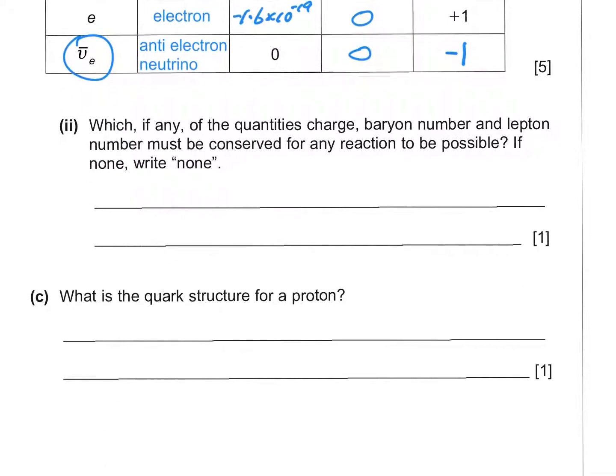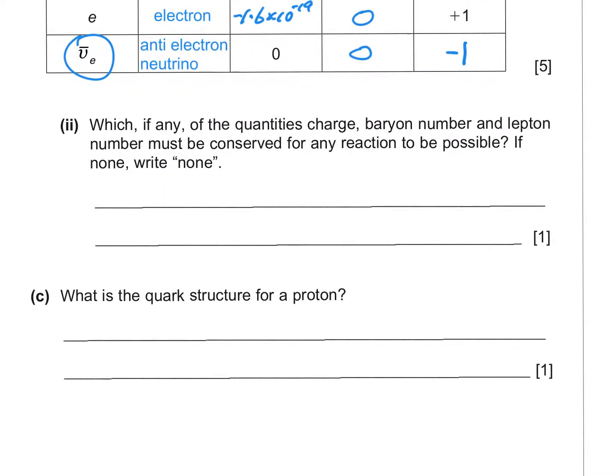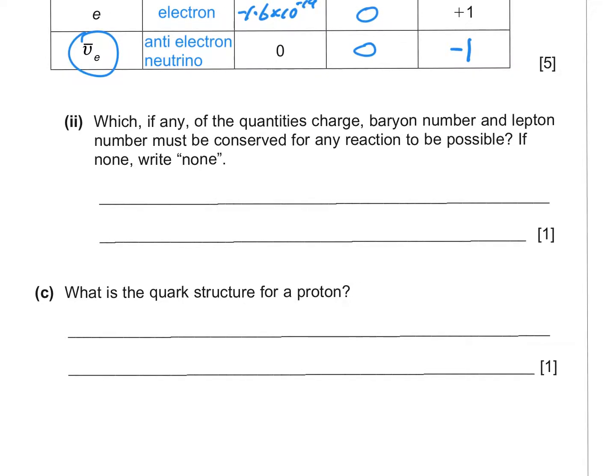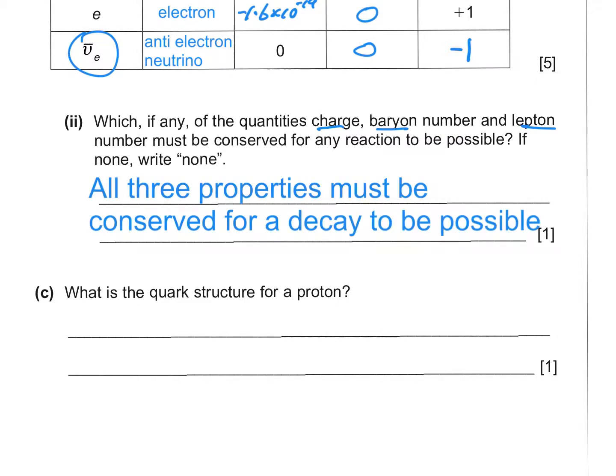Part 2 then. Which, if any, of the quantities charge, baryon number and lepton number must be conserved for any reaction to be possible? If none, write none. And the answer is that all of these properties would need to be conserved. Charge would need to be conserved, baryon number would need to be conserved, and lepton number. So all three is the answer.